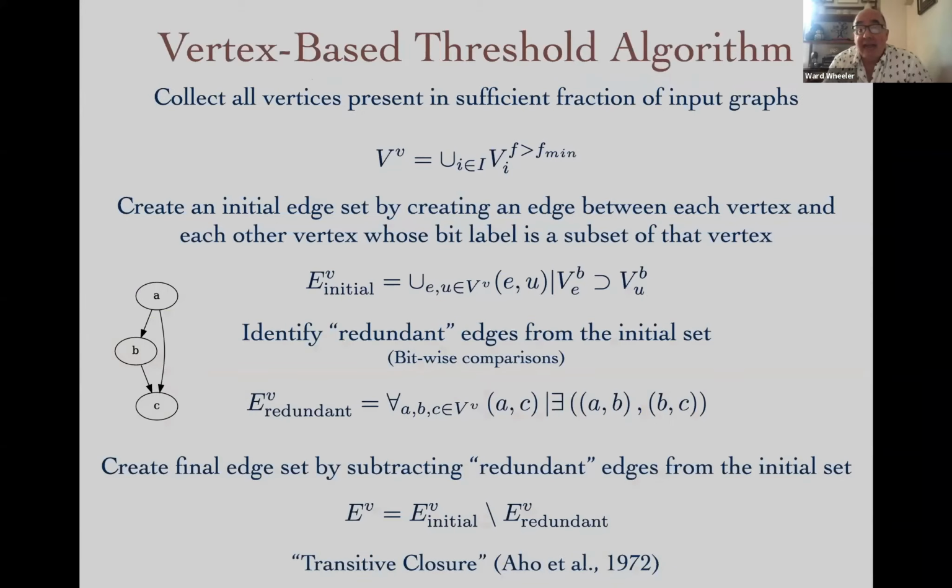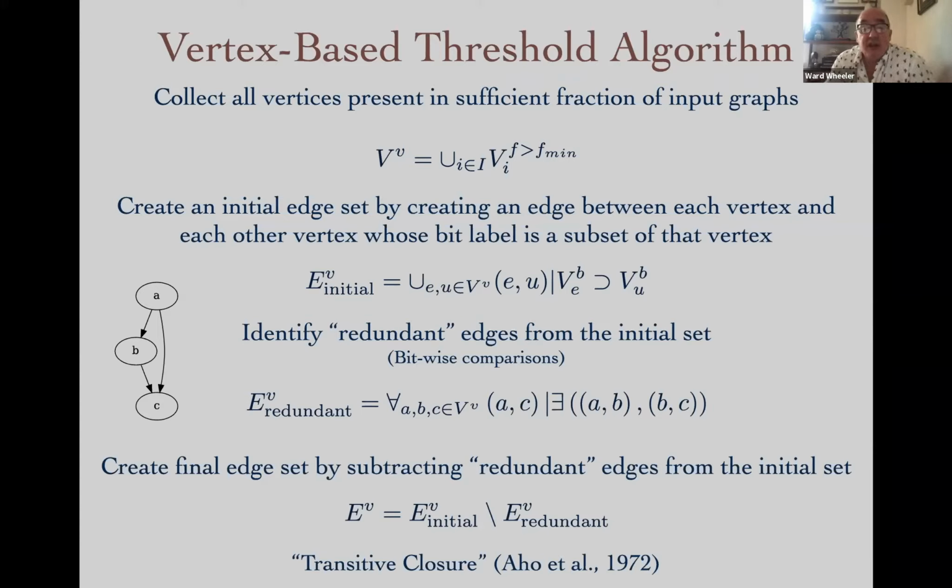Now, when we want to create the vertex-based approaches, we want to add a threshold to this. So we collect all the vertices present in a sufficient fraction of input graphs. So it might say, well, I want a majority rule, so it might be greater than 50%, or it might be some strict thing, so it's 100%, or I might say, I want everything. I want every possible vertex in there that's present in any of the input trees. And so in that case, the threshold could be 0.